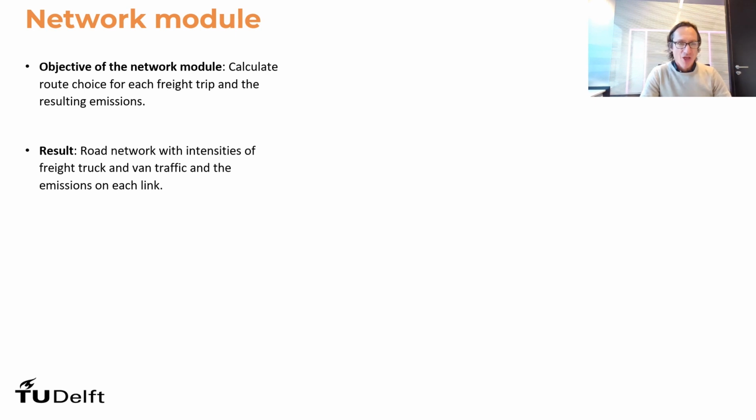Okay, the last technical module that I would like to discuss in detail is the network module. This module calculates the routes of each individual vehicle in the study area, and it calculates its emissions. This is important because emissions are required a lot for the impact assessment of different policies. The result of this module is a network with the intensities of all the vehicles on the network and also the emissions on each link. We have implemented a stepwise procedure.